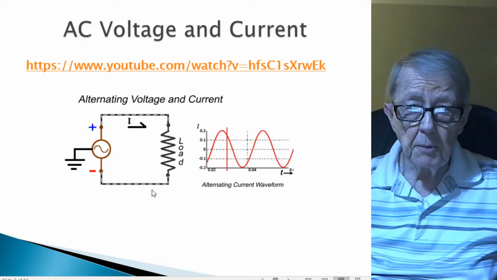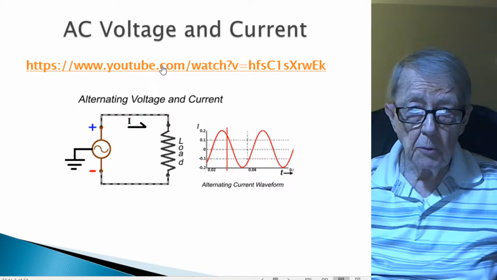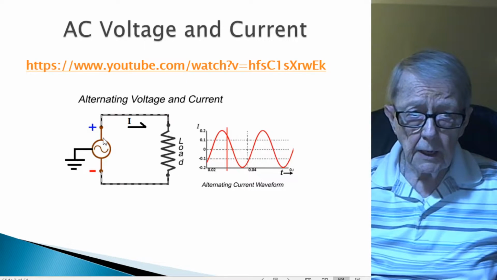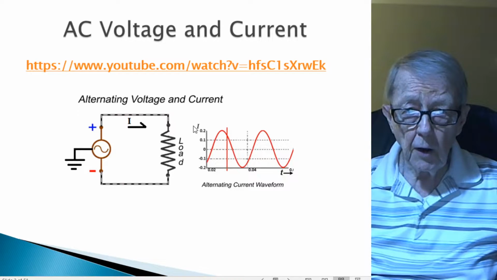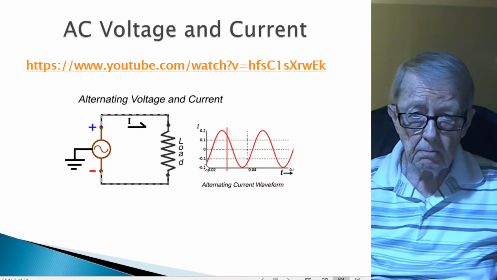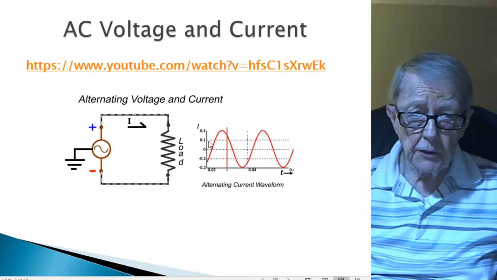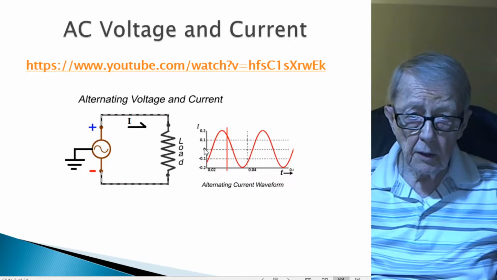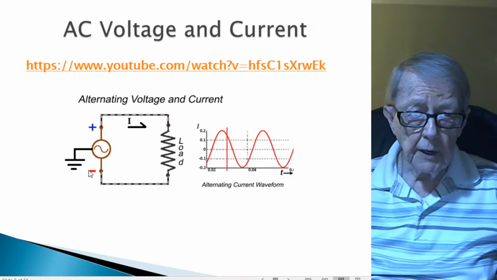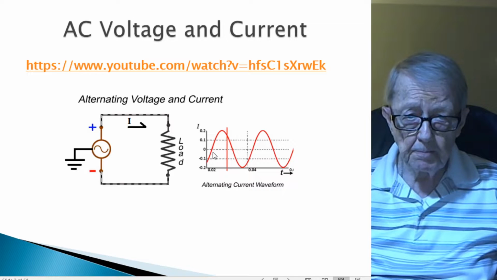Now here's an example of a circuit from YouTube. It's a video, and it shows an AC power source with ground, and on the positive cycle the current flows this way, and on a negative cycle the current flows the other way. And this is the graph of current in this case. And this zero line right through the middle of the sine wave is reference to ground.